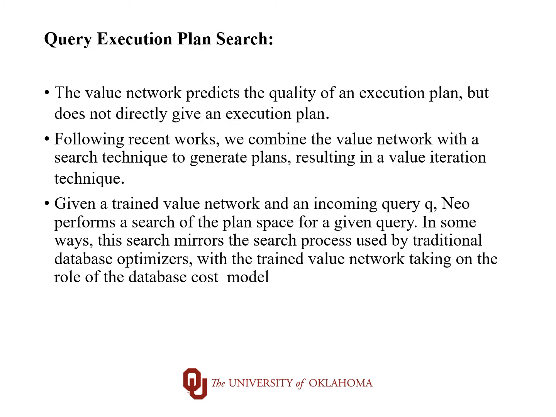So the value network now just gives us the execution time, which is the quality of the plan, but not the execution plan. So for searching the final execution plan, we combine our value network with a search technique, resulting in a value iteration technique. Now, using our value network, when an incoming query is given to Neo, it performs a search over the plan space for the optimal plan. This search is similar to the way the traditional database optimizers search for the plan, but the only change is that now our value network acts as a cost model which fine-tunes the search and gives us the optimal plan, which is then given to the executor for execution.